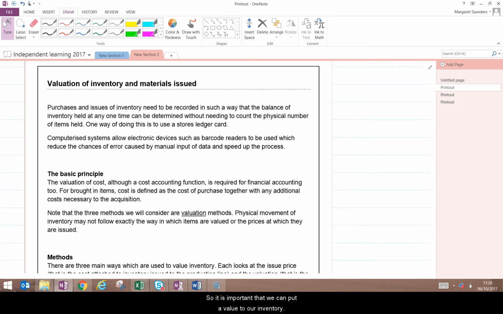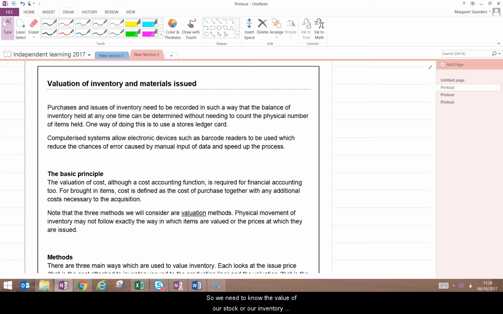So it is important that we can put a value to our inventory so that at any one time not only can we determine how much inventory we have, but also the valuation of that inventory. We are going to look at recording these figures manually, whereas the majority of companies will use a computerized system, and electronic devices such as barcode readers would allow those organizations to update their records.